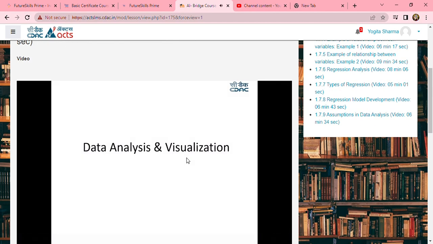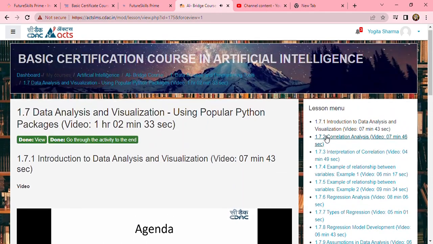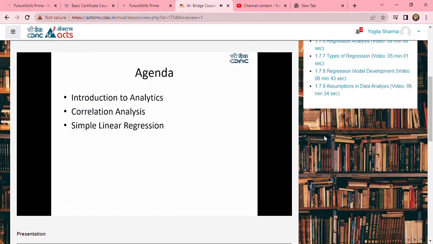Welcome to the session on data analysis and visualization. In the previous session, we have seen the different visualizations which can be created by looking at the type of the variables. In this particular session, we are going to deal with how we can conduct the basic analysis using Python and how to interpret those results.